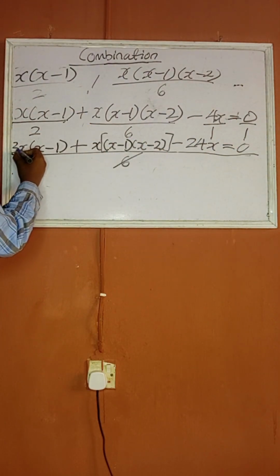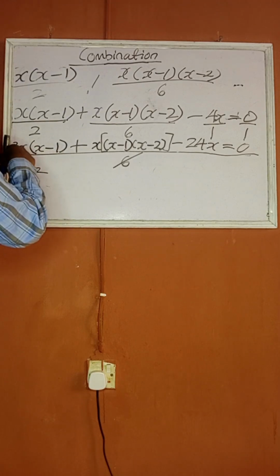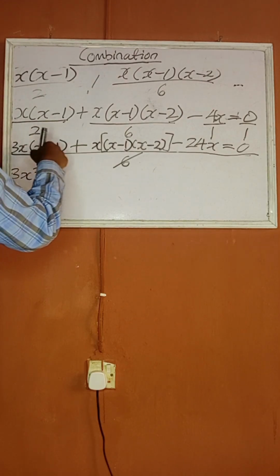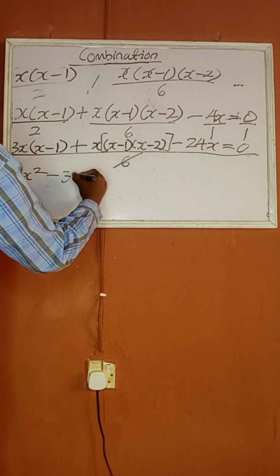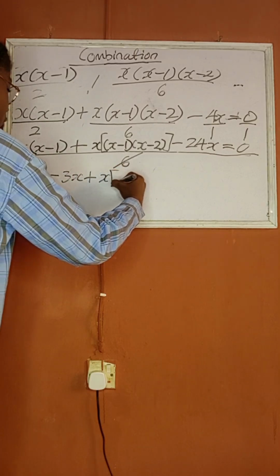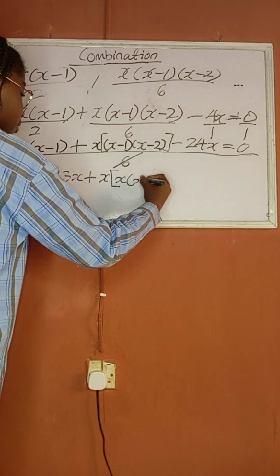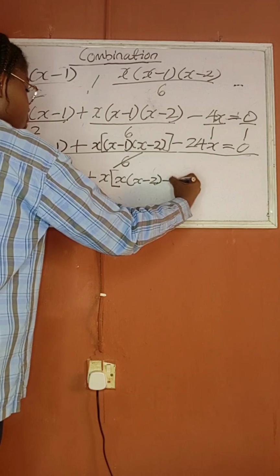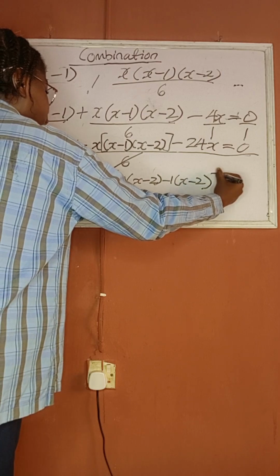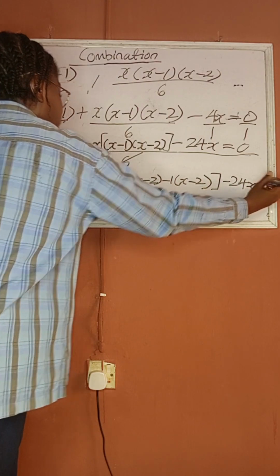So that's going to be 3x times x is going to give you 3x squared. 3x times minus 1, that's plus times minus, minus 3x, plus x times open special bracket, this x times x minus 2 minus 1 times x minus 2. So this is the expansion that I'm doing right now. Minus 24x is equal to 0.